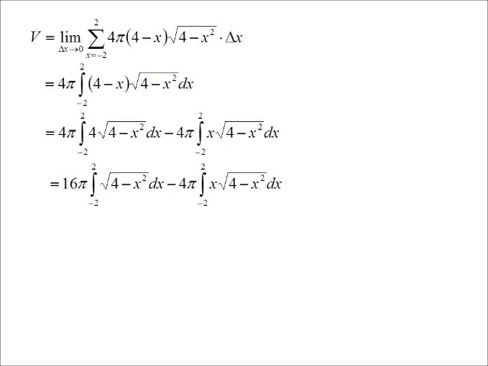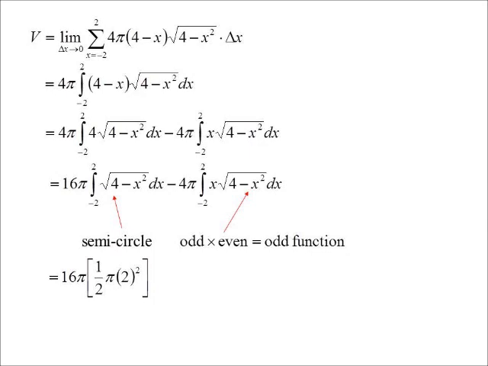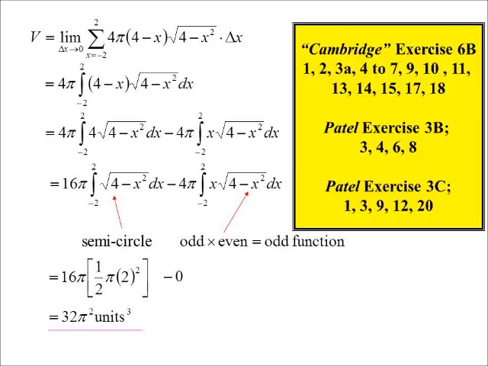Now, watch and be amazed. That's a semicircle. So I don't need to integrate. I'm just finding the area of a semicircle. So 16 pi times a half of pi r squared. But look at the second one. It's an odd function. Odd function from minus 2 to 2 is 0. There's my answer, 32 pi squared. How cool is that? Okay, now, so throw in some more there to do.